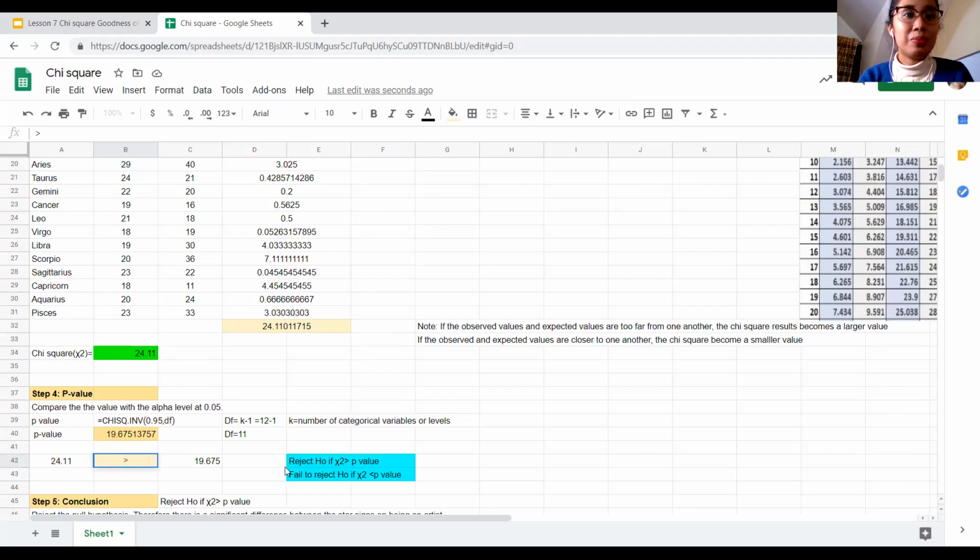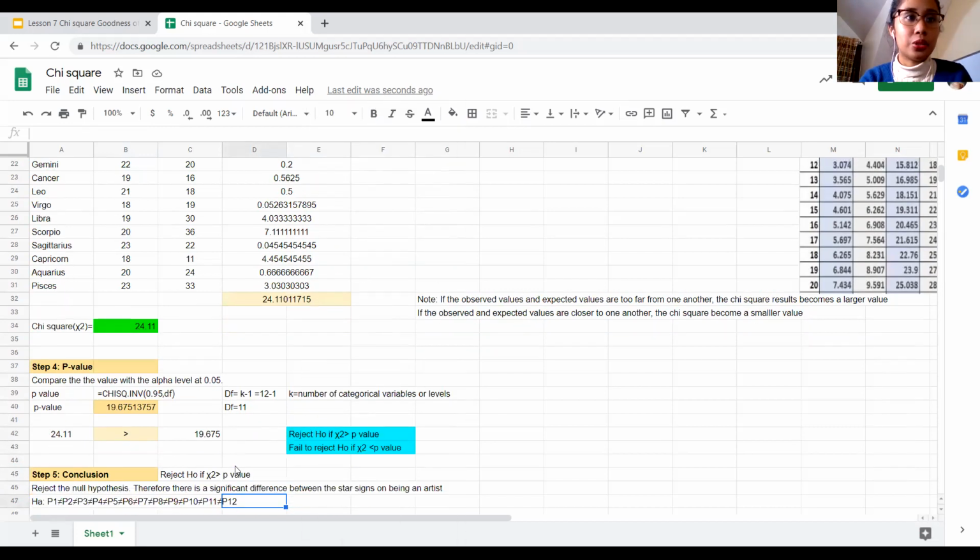So, class, we have here: reject H0 if chi-square is greater than p-value. Fail to reject H0 if chi-square is less than p-value. Greater than, less than. It is bigger. So, reject your null hypothesis. Therefore, we are in favor of the alternative hypothesis. Class, there are only two choices: either reject the null or fail to reject the null.